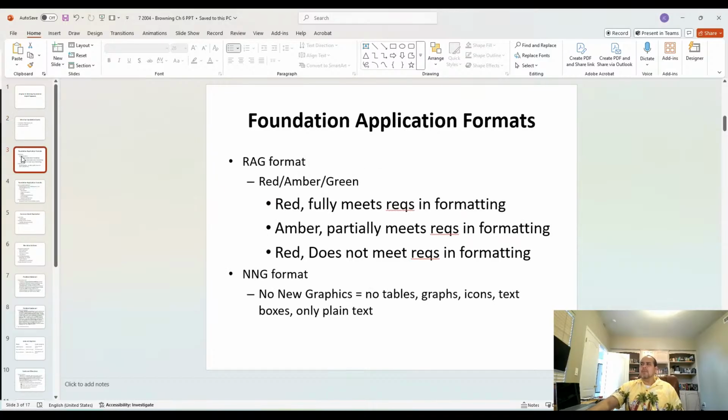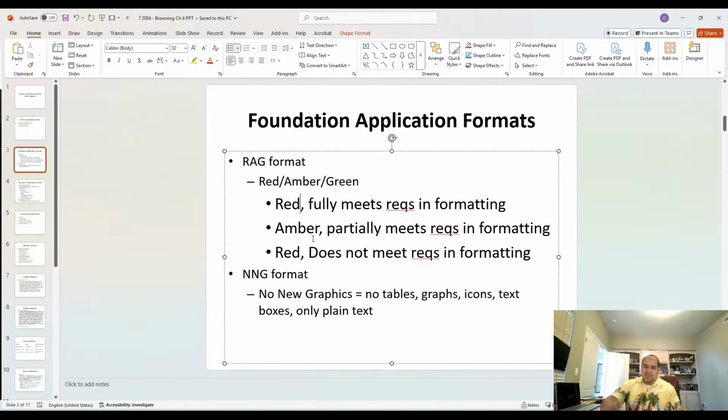Two typical formats for foundation grants. One is the RAG format, which is red, amber, green. Red means that it meets the full requirements in formatting. Amber is partially, and red does not meet. I'm sorry, the first one is green. Sorry, let me change that. My mistake. Green. You want green. You want to meet the full requirements. You don't want to be falling into red or amber here.